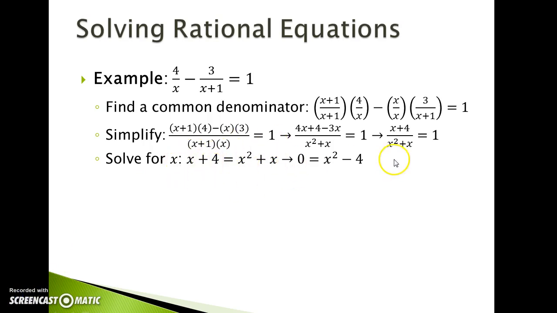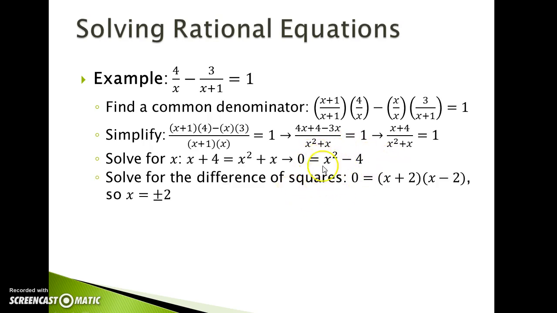And where this came from was we had x squared plus x on the bottom. Imagine if we multiplied this entire fraction by x squared plus x and multiplied the 1 by x squared plus x. We're essentially moving that denominator over here. So x plus 4 equals x squared plus x. If we move as much as we can over, minus x, minus 4, 0 is now on the left, the x squared stays the same, x minus x makes the x's disappear, but we have that negative 4 now. This is a quadratic equation.